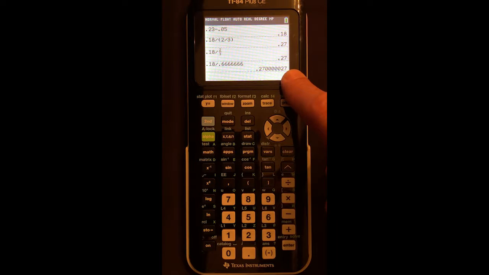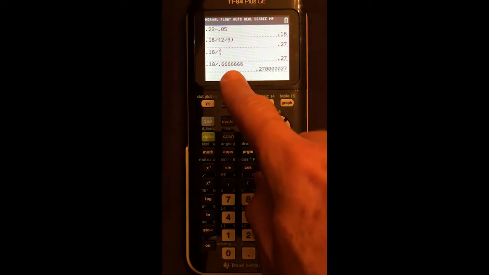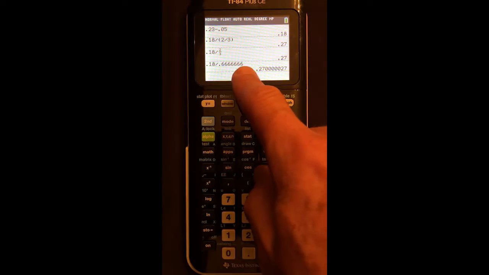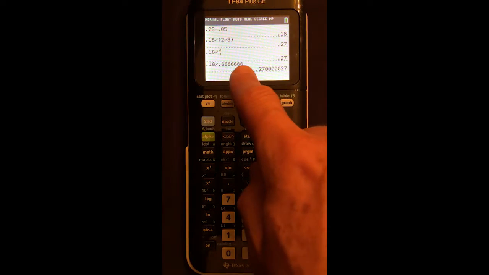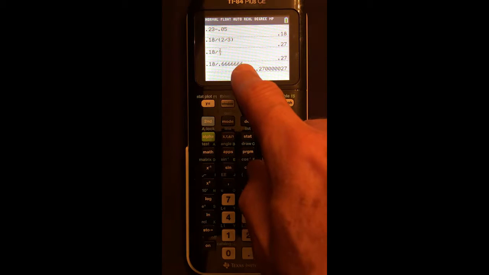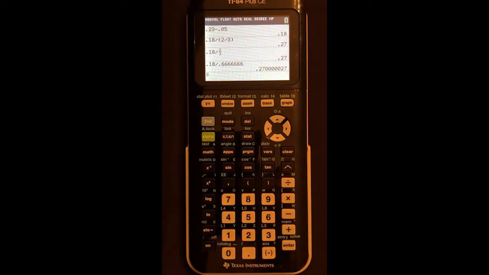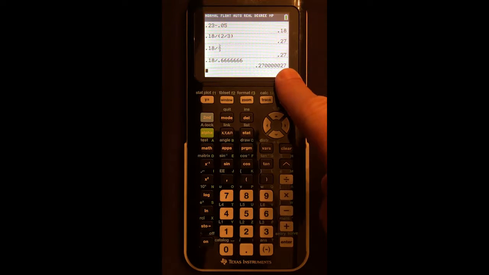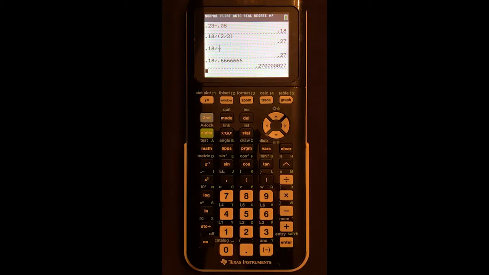Why am I getting something here? Because 2/3 is not actually equal to this. There's a lot more sixes here. In fact, it's an infinite number of sixes next to each other. 2/3 has an infinite decimal part that is repeating. So that's why we're getting this slightly different result.